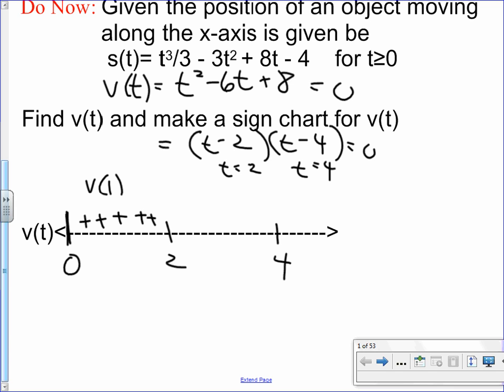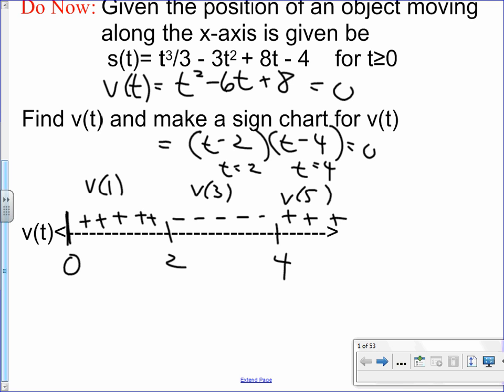You do the same thing. You pick a time between 2 and 4 to determine if the velocity is positive or negative. Take a number like 3. t minus 2 would be positive, but t minus 4 would be negative. So the product would be negative. And finally, you take a number greater than 4, such as 5. Both factors of the velocity would be positive, so the product would be positive.